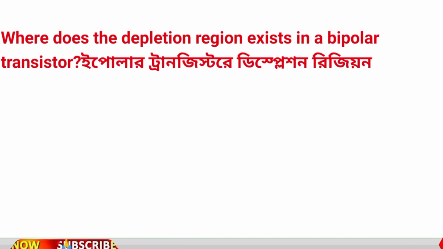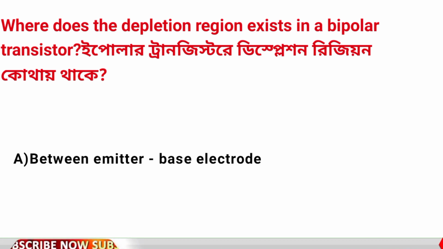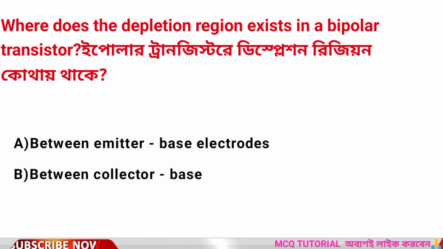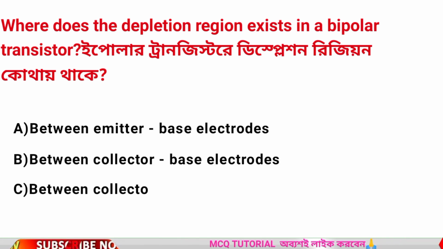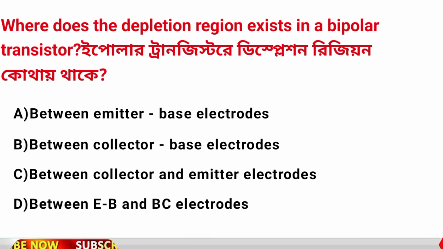Where does the depletion region exist in a bipolar transistor? Option A, between emitter base electrodes. Option B, between collector base electrodes. Option C, between collector and emitter electrodes. Option D, between EB and BC electrodes.